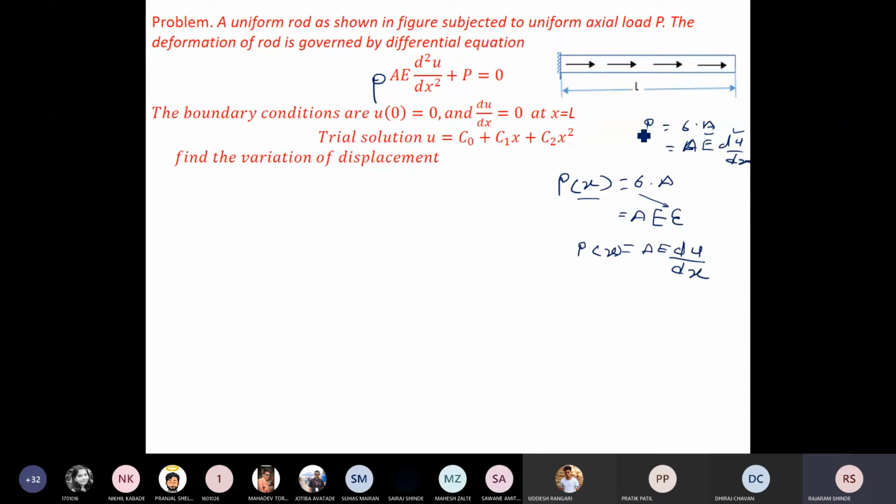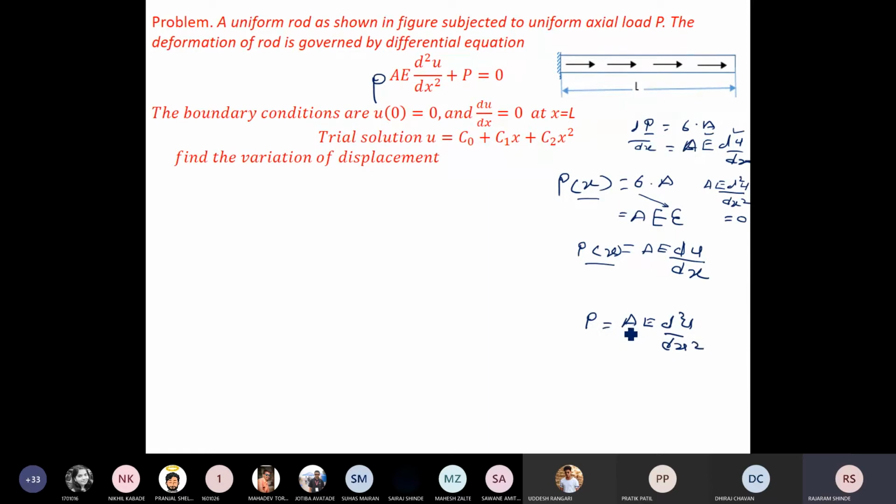Now when we differentiate this equation, when I take the derivative of P with respect to x, I will get Ae d2u by dx square equal to 0, okay. Why? Because this pressure force is constant, but in this case your force is a linear function of x, so it becomes P is equal to Ae d2u by dx square, okay. Do you agree with this?